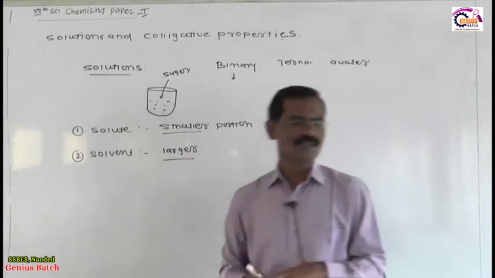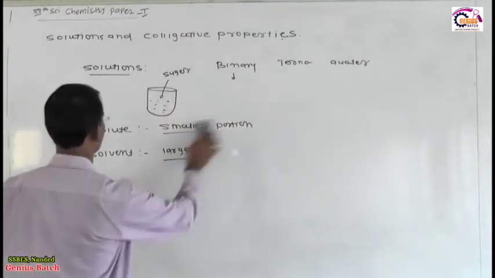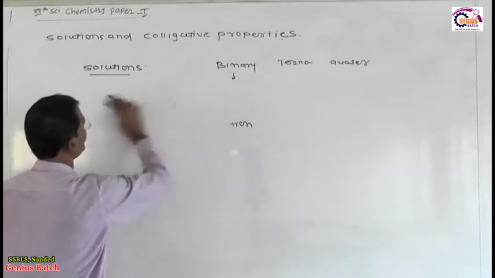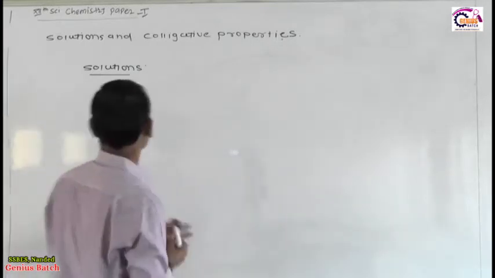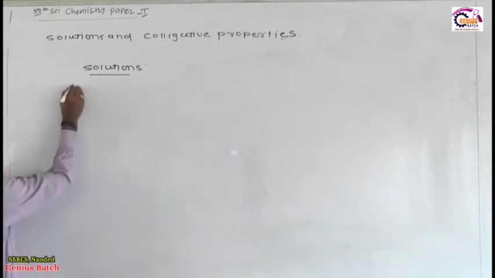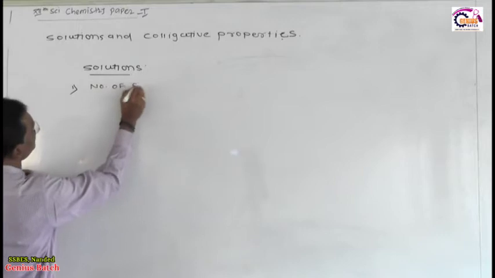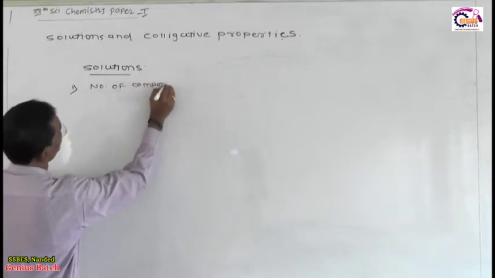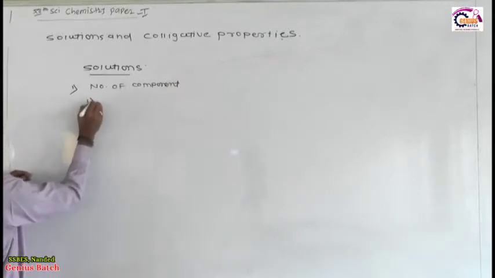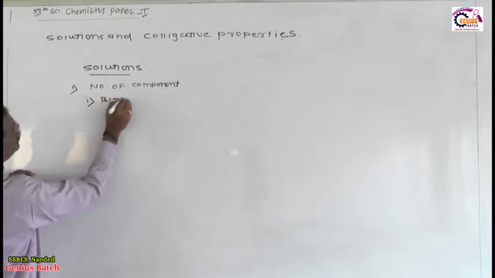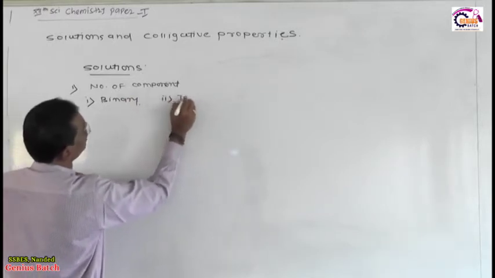For example, NaCl dissolves in water, that is salt in water, sugar in water, and so on. Is it okay? Now dear students, I will give you the classification of solution. Listen very carefully, because the solute-solvent phenomenon is very important. In the classification of solution, actually 3 classifications are there. The first classification depends upon the number of components present in the solution. Depending upon the number of components, solutions are classified as number 1 binary solution, number 2 ternary solution.